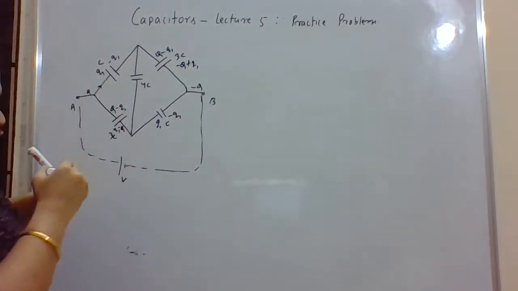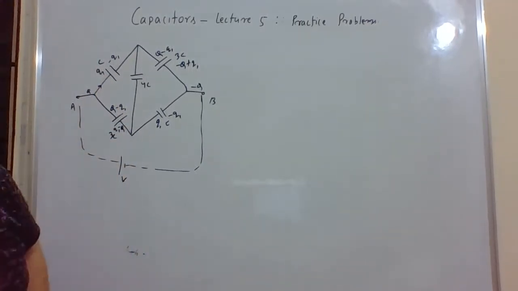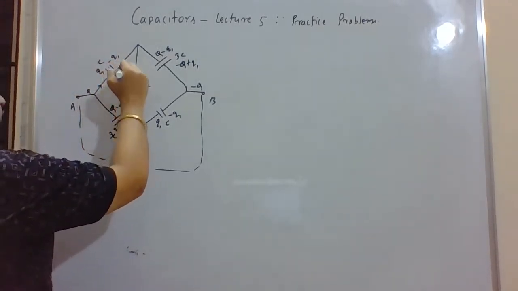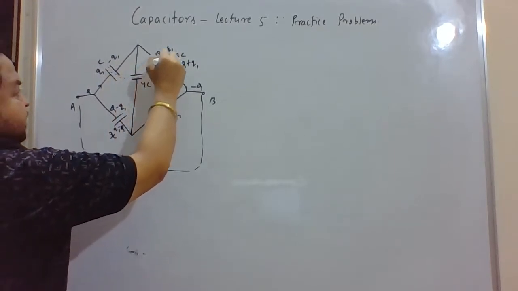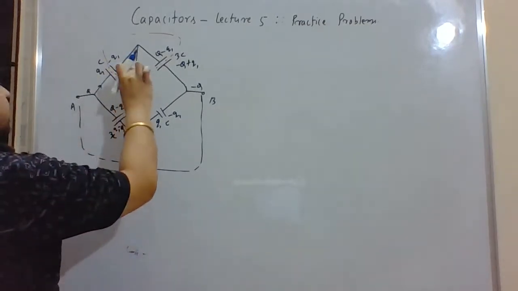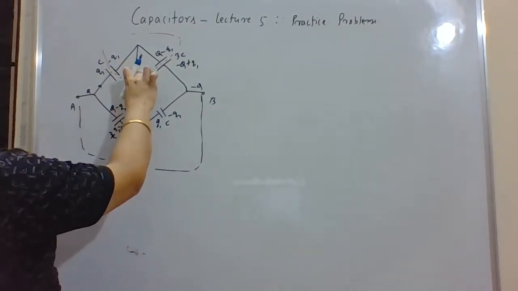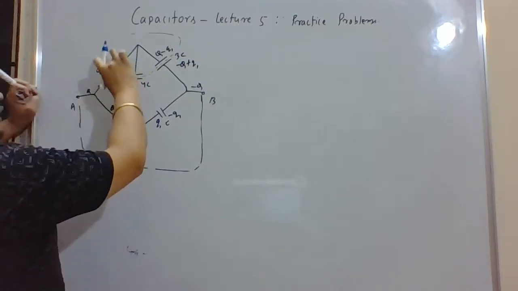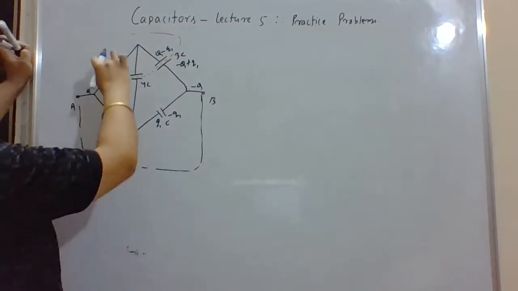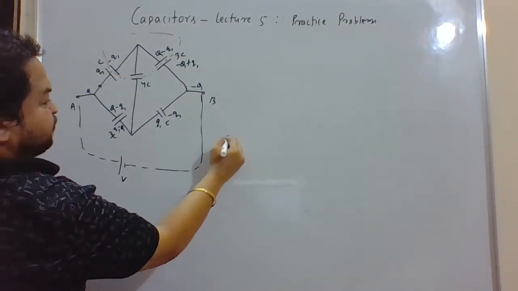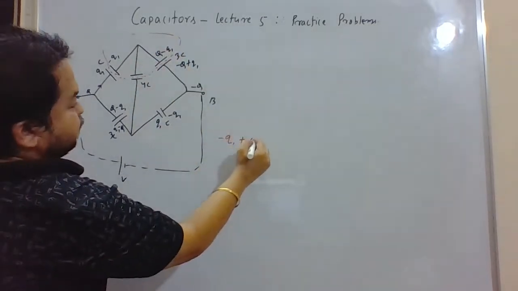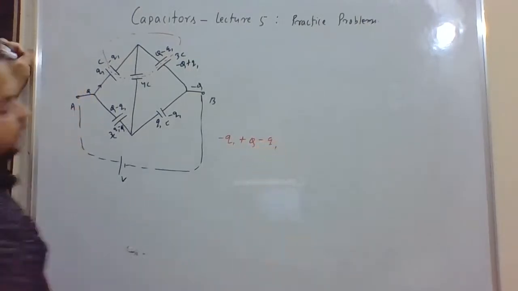So here we will go by your basic rule, right? We know that if you see this capacitor and this capacitor together, they are forming an isolated system. So obviously the charge here will be equal and opposite to the addition of the other two, because net charge has to be 0. So here the charge is minus Q1, here it is plus Q minus Q1, right?